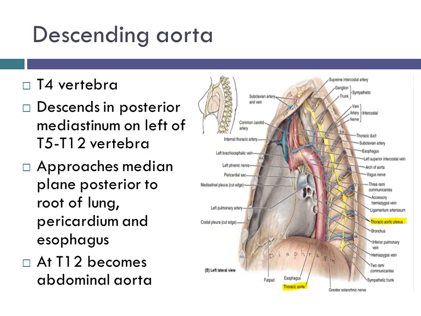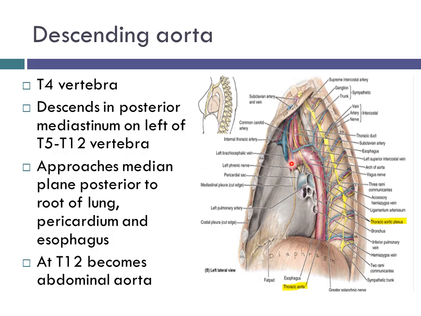The descending aorta is a continuation of the arch of the aorta, which begins at the level of the inferior border of the fourth thoracic vertebra, and descends in the posterior mediastinum on the left of the 5th to 12th thoracic vertebrae. It approaches the median plane and pushes the esophagus slightly towards the right side, and then passes posterior to the root of the lung, pericardium, and the esophagus.